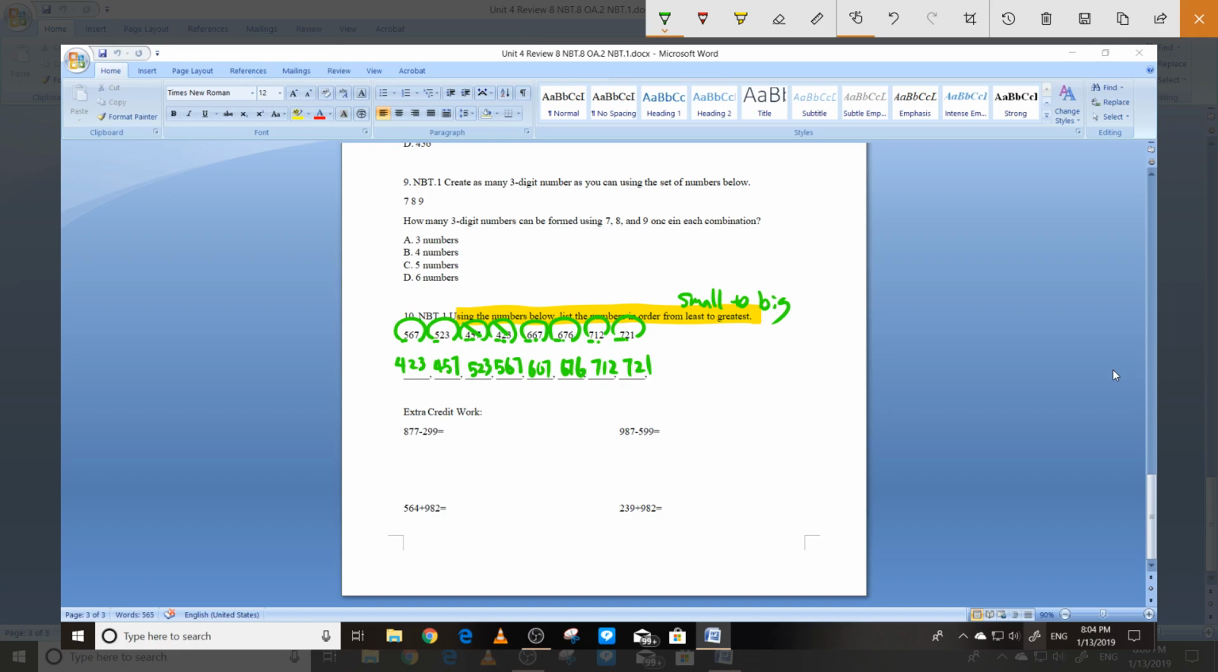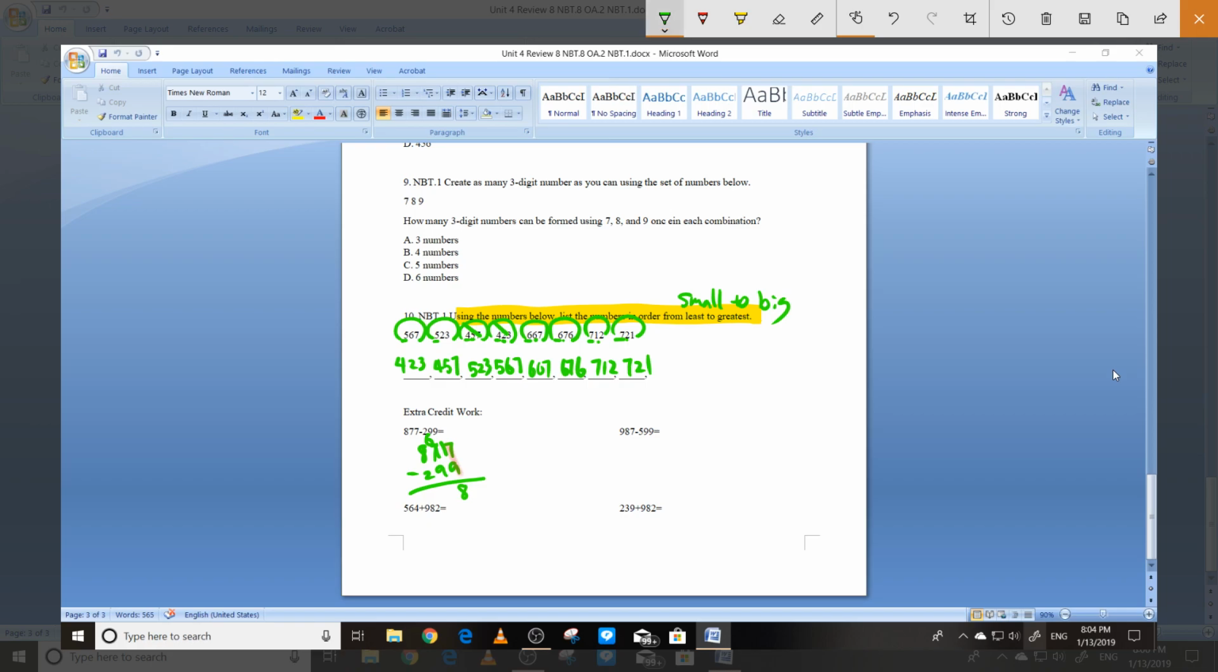Let's take a look at the extra credit work. 877 minus 299. 7 is smaller than 9, therefore we borrow from the 10th place. That 7 becomes 6, we put a 1 here. What is 17 minus 9? The answer is 8. If you're not sure how to do this, just count from 9 to 17, right? Take your finger out. 10, 11, 12, 13, 14, 15, 16, 17. You would have counted 8 times.